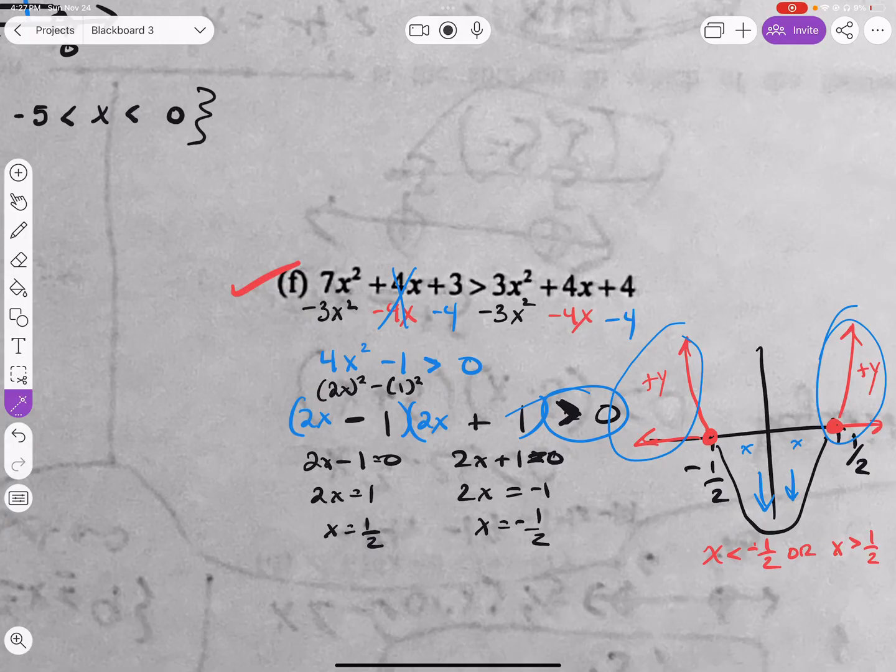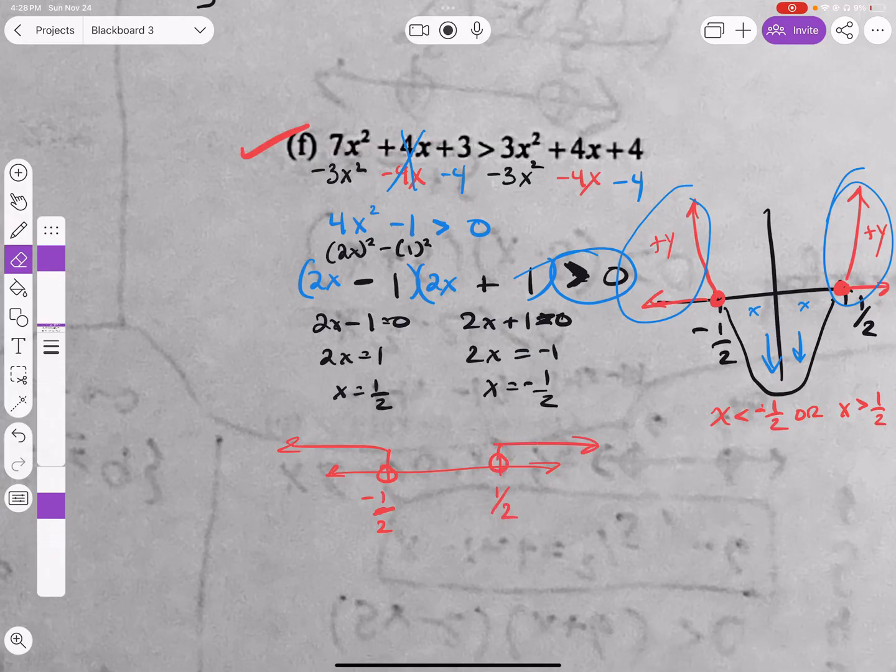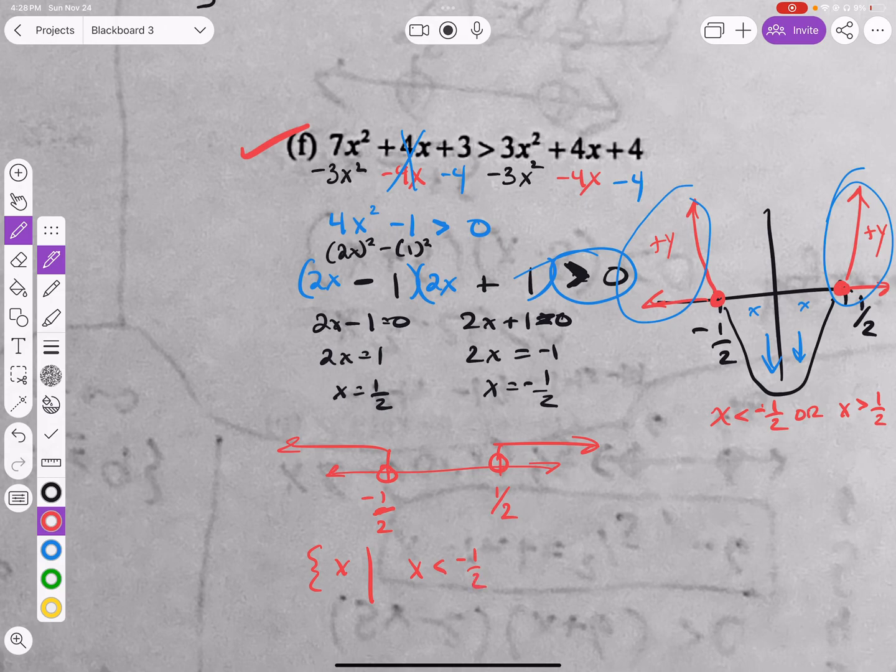All right, final answer then. Let's see, number line. There's negative a half, and I gotta be less than it, not equal to it, because I don't want to equal 0 for my y value, or greater than positive a half. And set builder, this is an or statement, so x's have to be less than negative a half, or the x's have to be greater than positive a half.